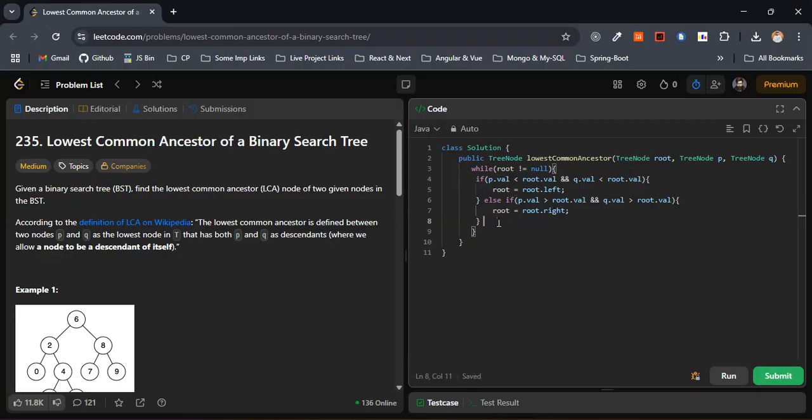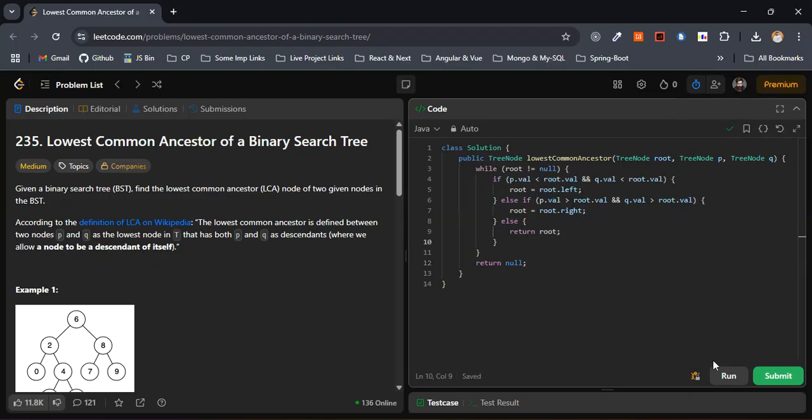Else, one more condition: if the split happens here, then this is the lowest common ancestor, since a node can be a descendant of itself as well. So else we just have to return the root. Did I miss anything? We have to go with the fallback as well. The input guarantees p and q exist, right? So let's go with the fallback and return null here.